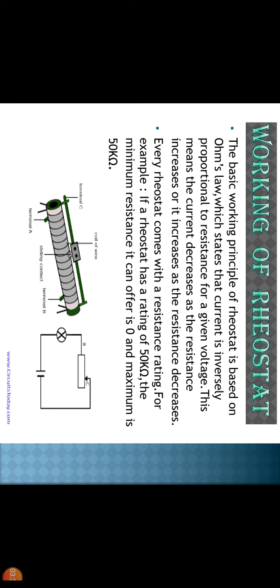You can also see in the picture the symbol of rheostat that we use in circuits, and this construction of rheostat: the sliding contact, terminal A, B, C and coil of wire. So let's move on to the next, that is types of rheostat. Rheostats are of three types: linear, rotary and preset. So we'll study about them.